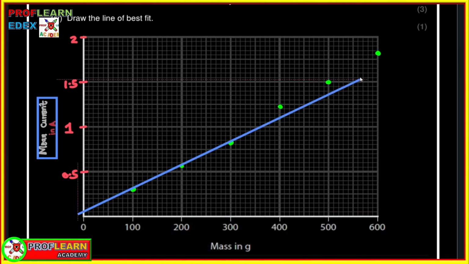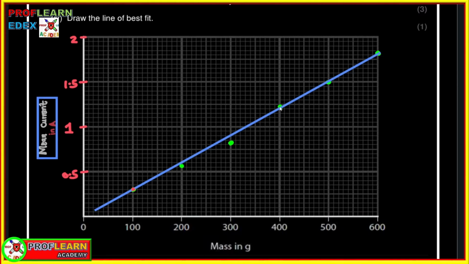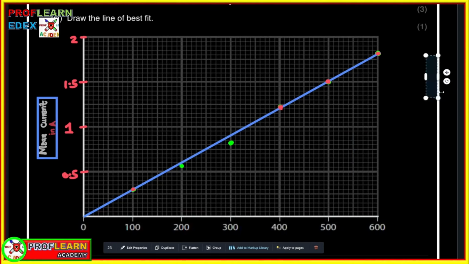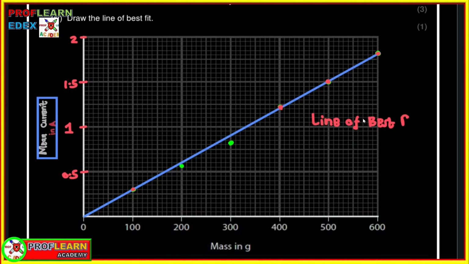Now we can join and have a line of best fit. A line where most of the points are going to pass is what we call the line of best fit. All right, so we can now move to the next part. Basically you need to be in a position to draw graphs, and the most important thing you need to know when drawing graphs is to choose a scale that can accommodate all the data that is in the table provided.